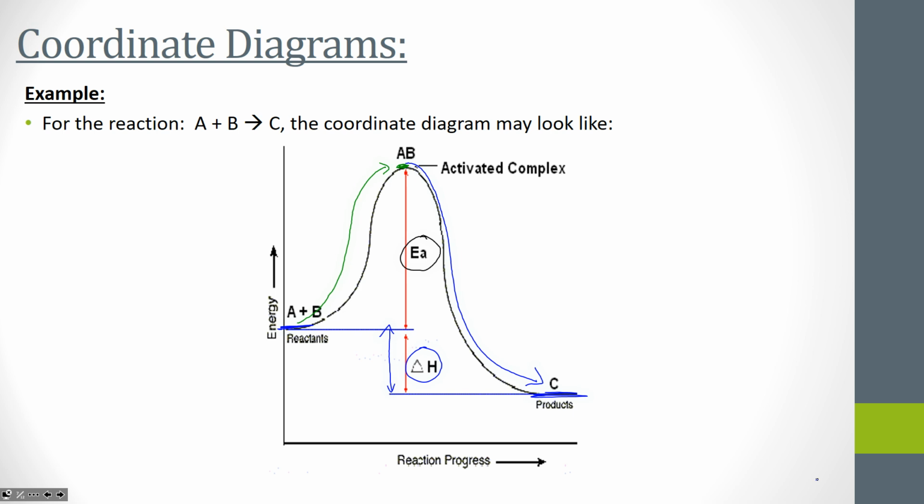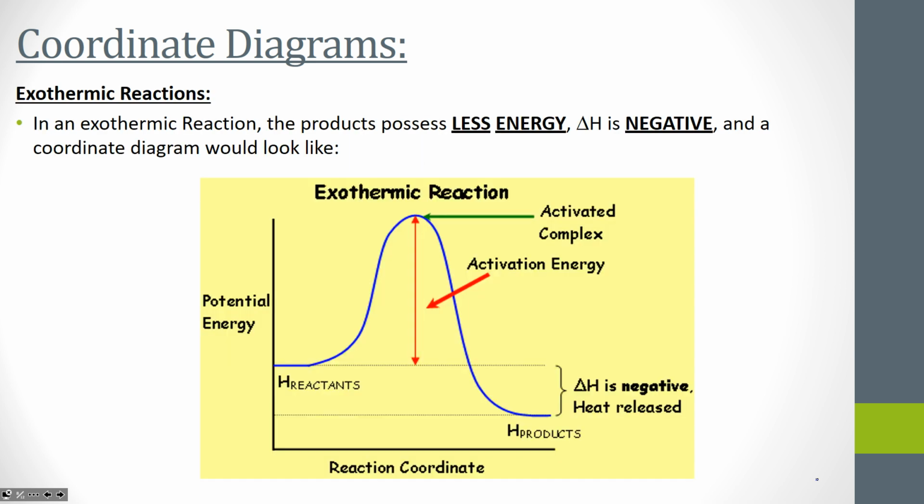So in this reaction here, our reactants started up here. These are our reactants with this much energy, and our products ended here. So our energy went down. So this is an exothermic reaction because we've lost a specific amount of energy. And that's what they would look like. So all exothermic reactions will have a coordinate diagram that looks a lot like this.